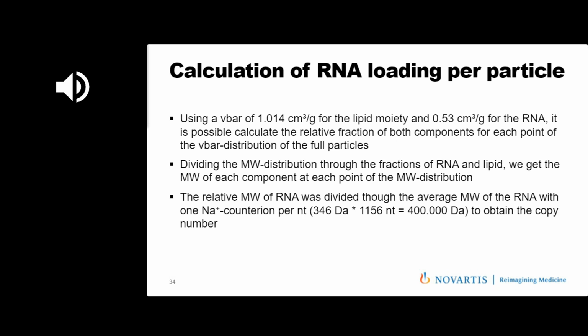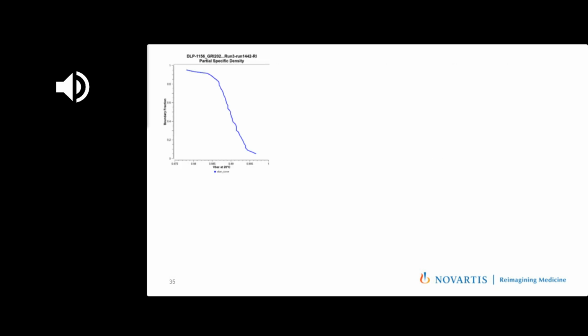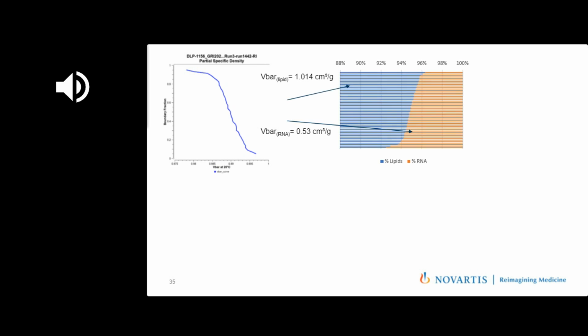Just to give you a graphical overview, because I've explained that sometimes and people looked at me and said, okay, still didn't get it. So as said before, this is the V-bar distribution. We take the V-bar value of lipid and the V-bar of RNA. You get a relative fraction of percent lipid and percent RNA. And as you can already see from the density of the full particles, they are very close to water, which means they consist almost exclusively of lipids. And when you look at the numbers, this is actually true. The distribution is quite narrow. It ranges from 92% to 96% of lipids. So they vastly contain only lipids.